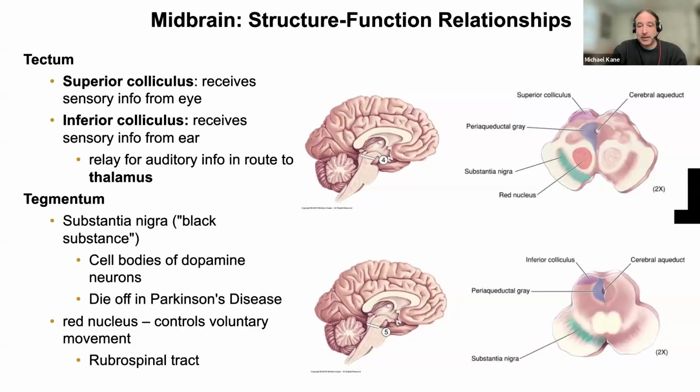And then up in the top image, you can also see the red nucleus. The red nucleus is also named because on gross dissection it has a very red color, and that has to do with the cells and the pigments that they contain. This red nucleus is important because of its role in controlling voluntary movement via what is known as the rubrospinal tract. Next slide, please.